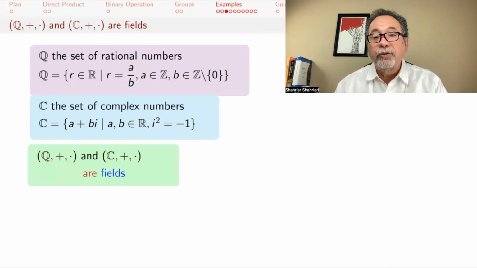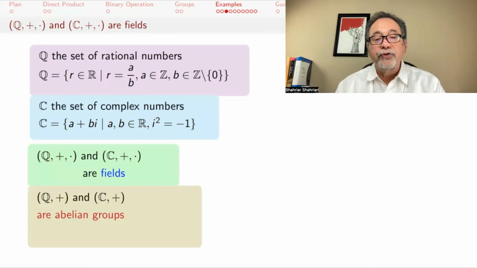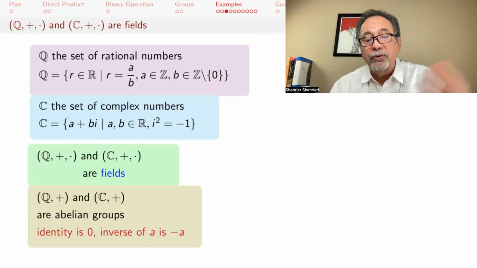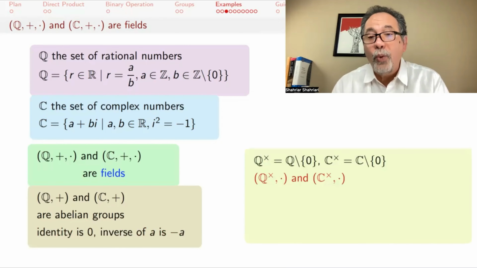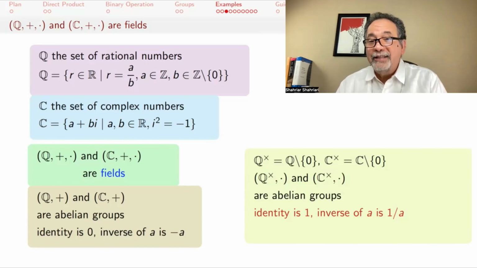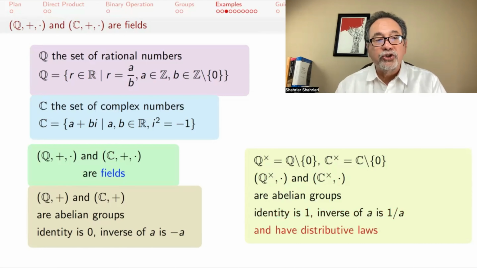These guys are both fields, the rational numbers and the complex numbers. What that means is that if you just look at addition as your operation, for either rational numbers or complex numbers, you have abelian groups. And for both of those, the identity is zero, and the inverse of any number is its negative. And if you throw away zero in either case, then you also get abelian groups. But identity is 1, because 1 times other things doesn't change, and the inverse of any number is 1 over a. And again, remember, we have thrown away 0, so we don't have the problem of dividing by 0. And we have distributive laws.